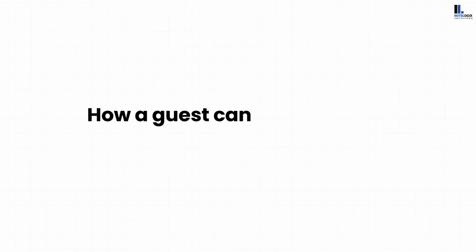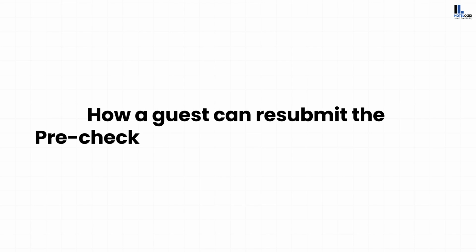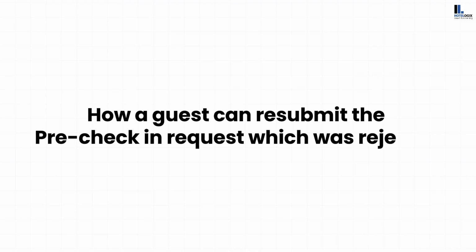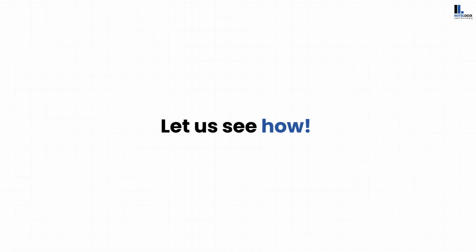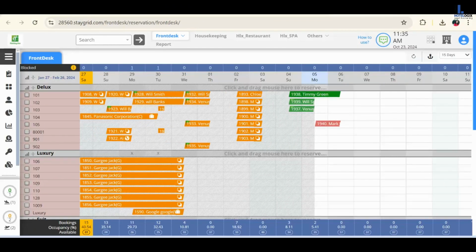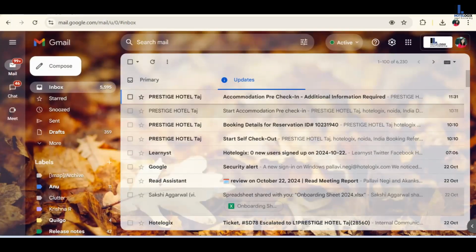This video will show you how a guest can resubmit the pre-check-in request, which was rejected. Guests have the option to update the missing fields or make the necessary corrections and resubmit the form again. Let us see how. If the pre-check-in form is rejected, rejection mail will be sent to the guest automatically.